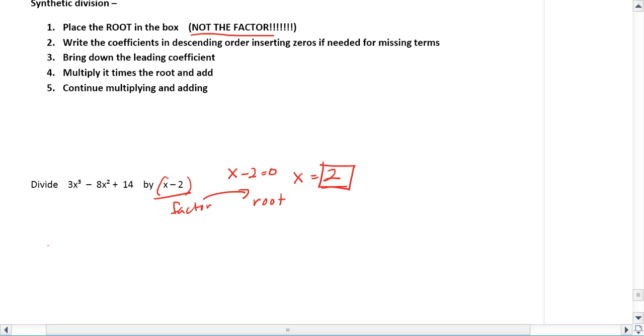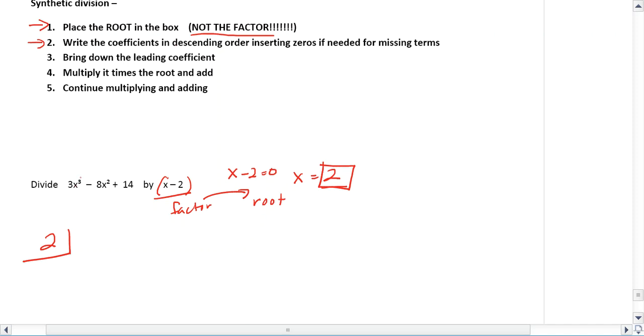So that's what we put in this little box here. I just draw half a box. So that's what step 1 means. Place the root in the box, not the factor. Step 2 says write the coefficients in descending order, inserting zeros if needed for missing terms. The descending order just means the highest exponent first and coming down.